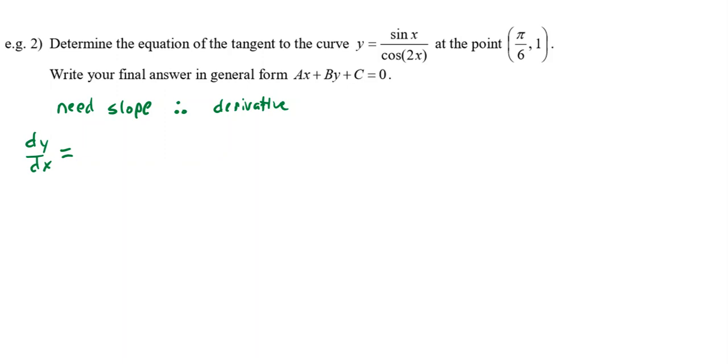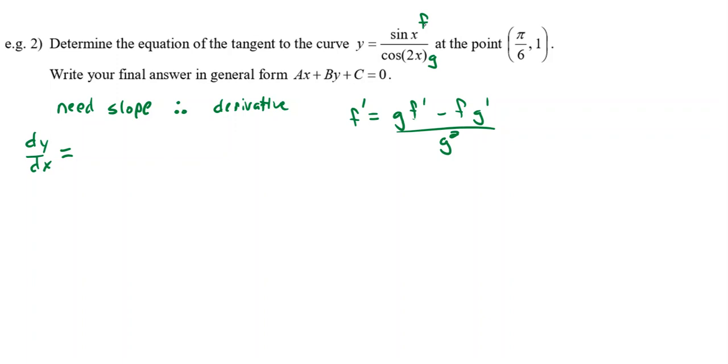Okay, so now if I'm taking the derivative of this, this would be my f and this would be my g. I'm going to use the quotient rule for this one. Let's remind ourselves here, the quotient rule was g times f prime minus f times g prime all over g squared.